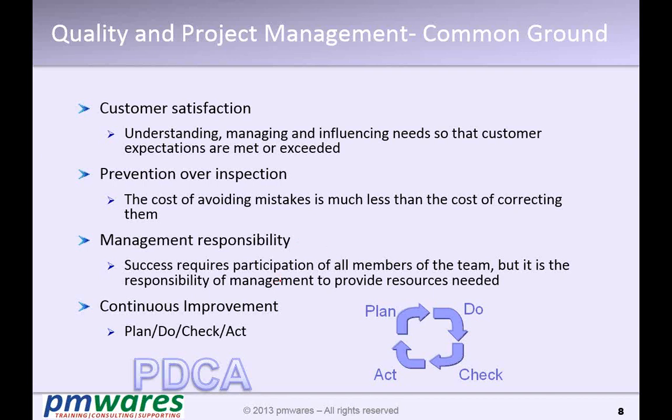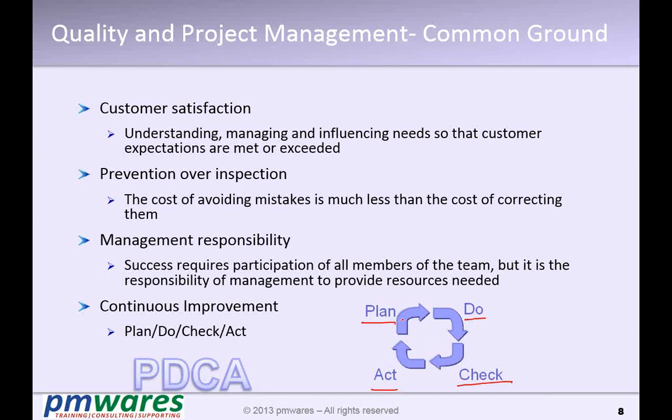Okay, management responsibility. It's a management responsibility to ensure the quality in the organization and in the project, and provide the necessary resources. Continuous improvement, PDCA, is one of the things which is quite popular, and if you see, it is the same as the PM box: planning, execution, monitoring and control. So planning is planning, doing is execution, checking is monitoring, and acting is control. And continuous improvement is implemented through this.